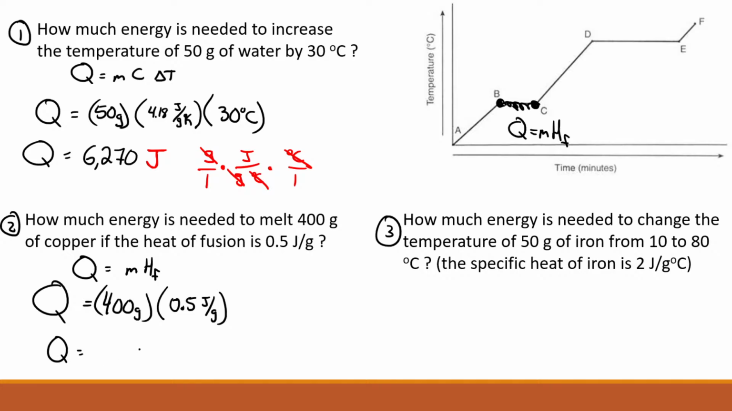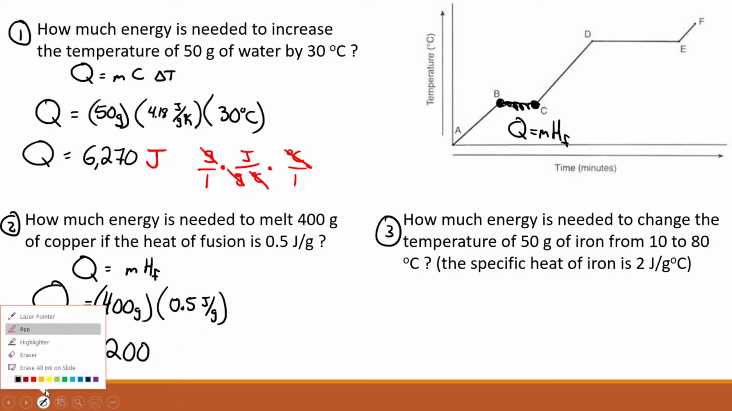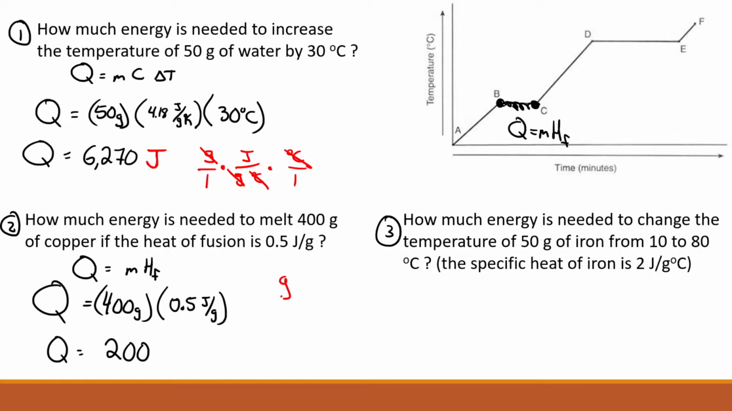Solving this one out, I'm going to get 200. My units, grams times joules per gram. Grams are going to cancel out, leaving me again with joules as the appropriate unit.